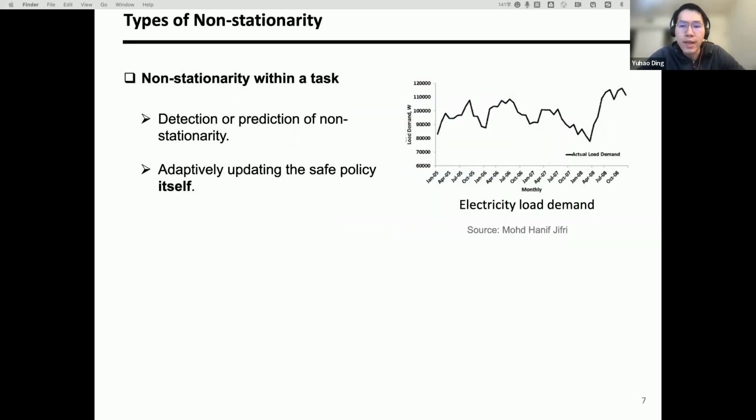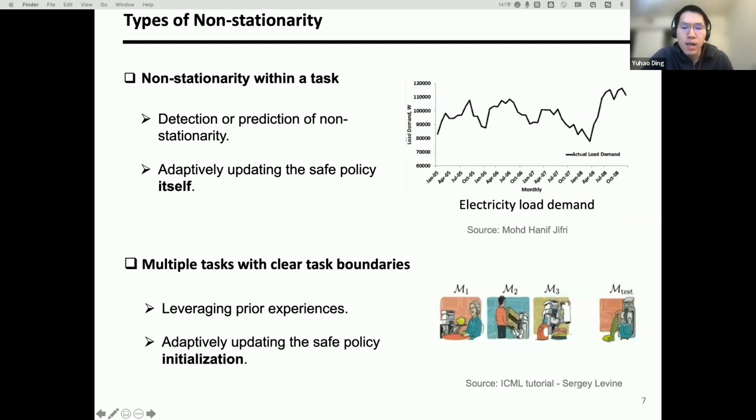In this presentation, we will consider two types of non-stationarity. The first one has non-stationarity within a single task, such as designing a controller to distribute and regulate the power network where the electricity load demand is time-varying. The existing algorithms designed for stationary environments cannot learn very effectively. This motivates us to design algorithms which can incorporate the detection or prediction of the future non-stationarity into the decision making.